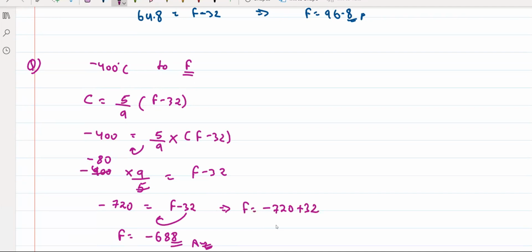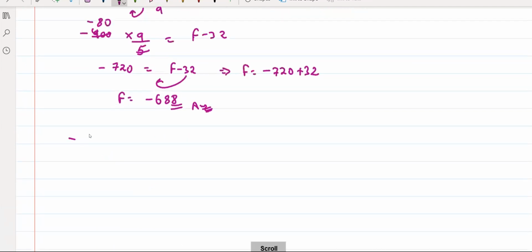So what was the last question? The -10 degree one. -10 centigrade is 14 Fahrenheit. Is that right? Yes or no? Yes sir.